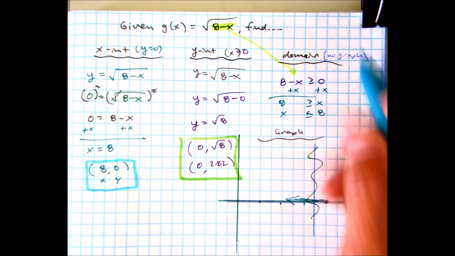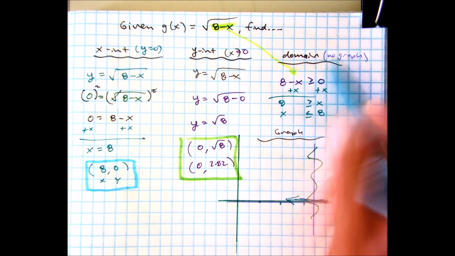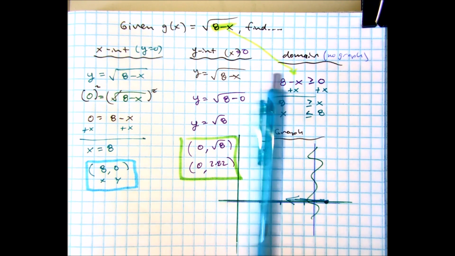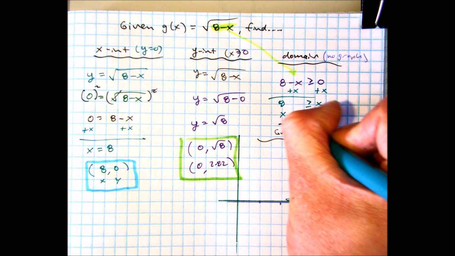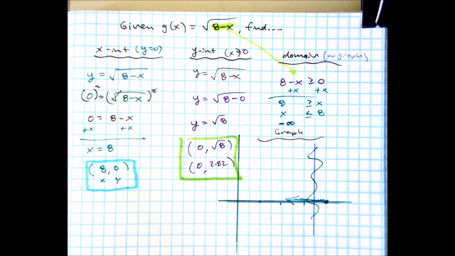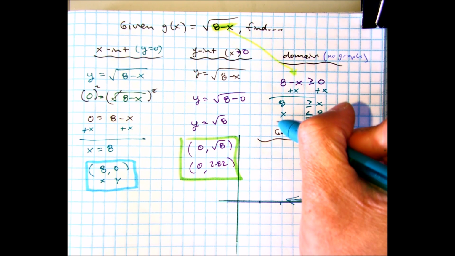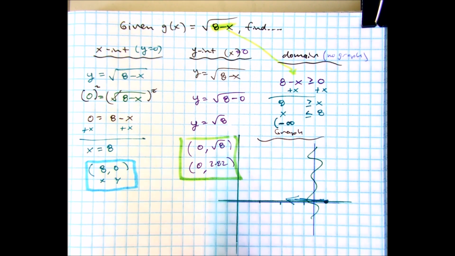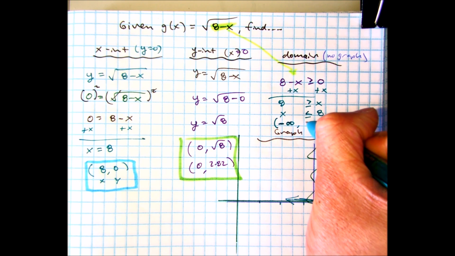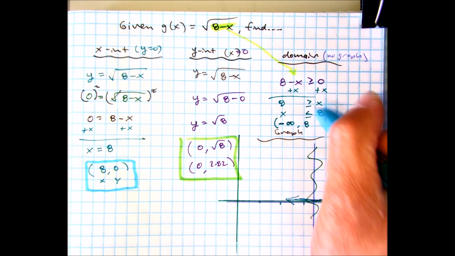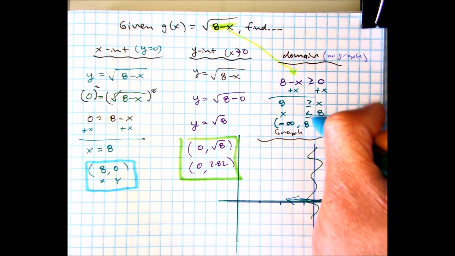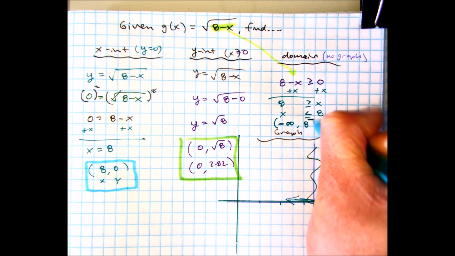That's written how? In interval notation. Negative infinity always has what symbol? Parentheses. We're going to stop at what number? 8. Include it, don't include it? Included. Why? Because of its equal sign. So that would be a bracket.